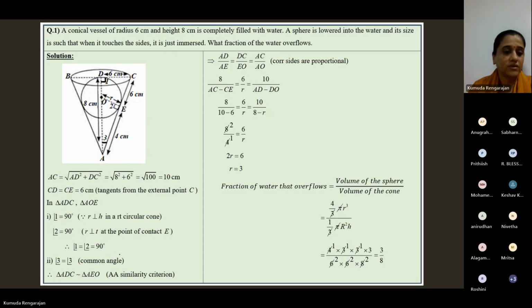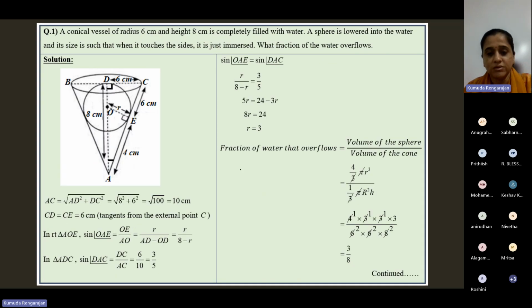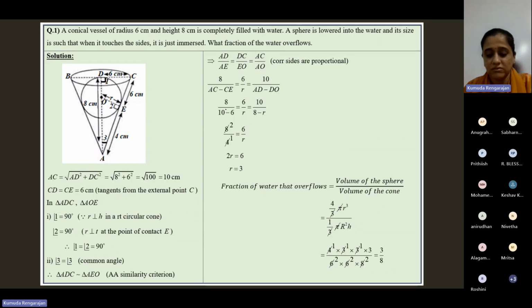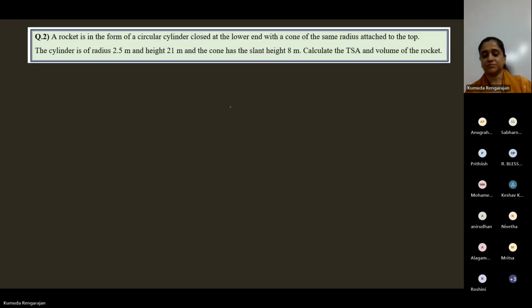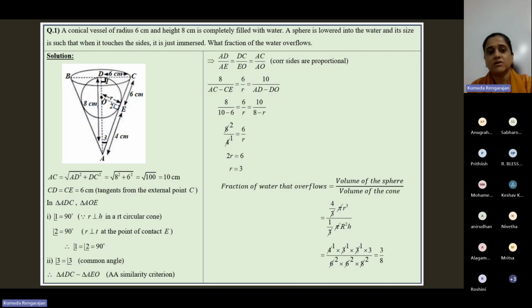Same thing I've worked using the concept of similar triangles. But since we have not learned that chapter, we'll not do that now. When we do the revision, we'll come back to all this. So then we can see this method also.